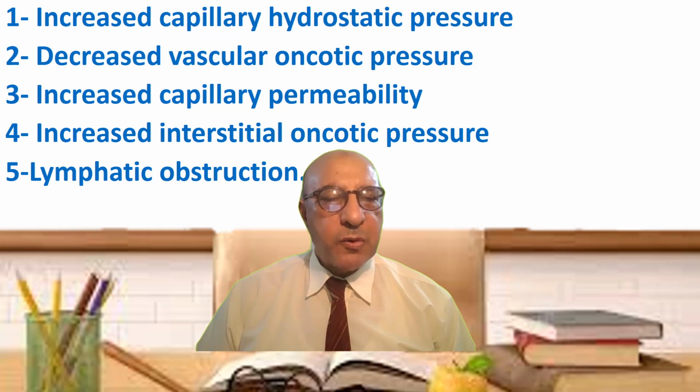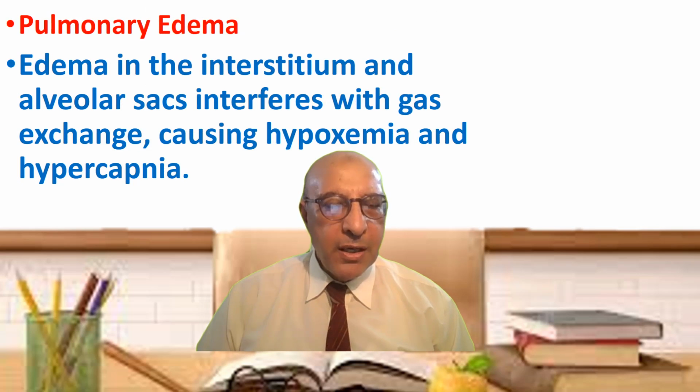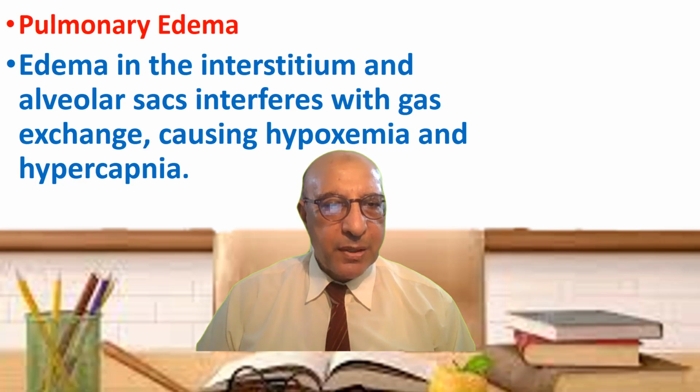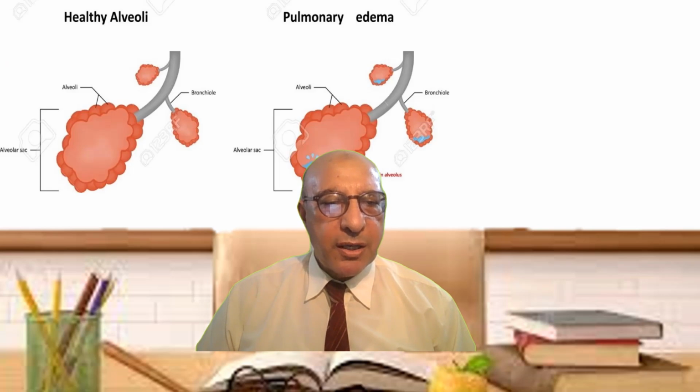Lymphatic vessels are responsible for removing 10% of the filtered fluid in the interstitial space, and most important, responsible for removing proteins from the interstitial space, returning all back to the blood. If lymphatics are obstructed, then you get non-pitting edema, as there is a sort of solidification of interstitial space. Now we come to the other type of edema. Besides the peripheral edema is the pulmonary edema. Actually, edema in the interstitium of the lung and the alveolar sacs interferes with gas exchange, causing hypoxia and hypercapnia, which is very serious and can be fatal.